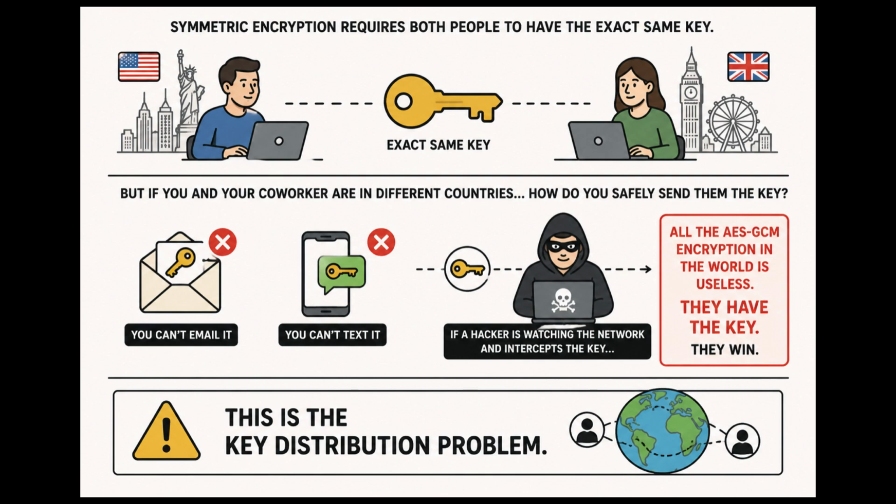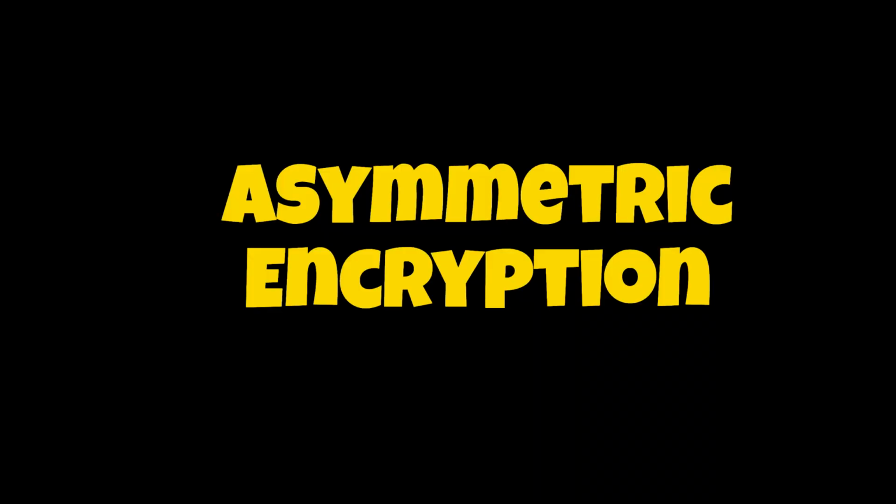To solve it, the world had to invent a completely new type of math, a system that doesn't use one key, but two. And that is the mind-bending world of asymmetric encryption, which we are going to decode in the next video right here.